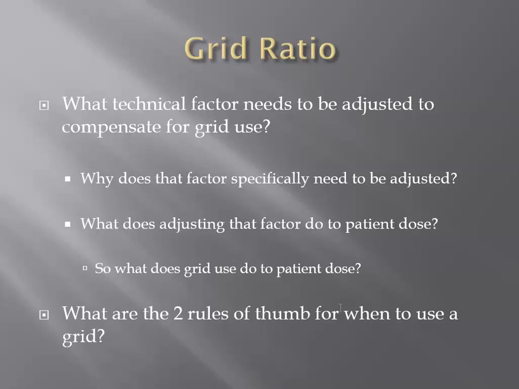So the two rules of thumb for using a grid we talked about, that would be 70 kVp or above, 10 centimeters or above. Incidentally, virtual grids, I don't think the software is quite to the point where virtual grids are nearly as effective as physical grids.